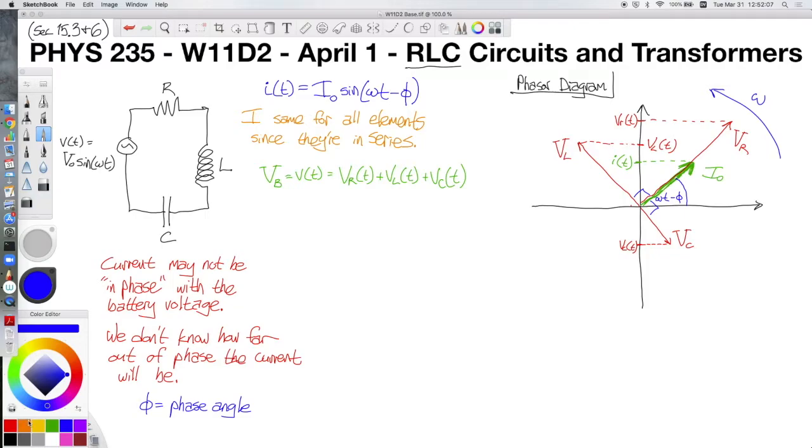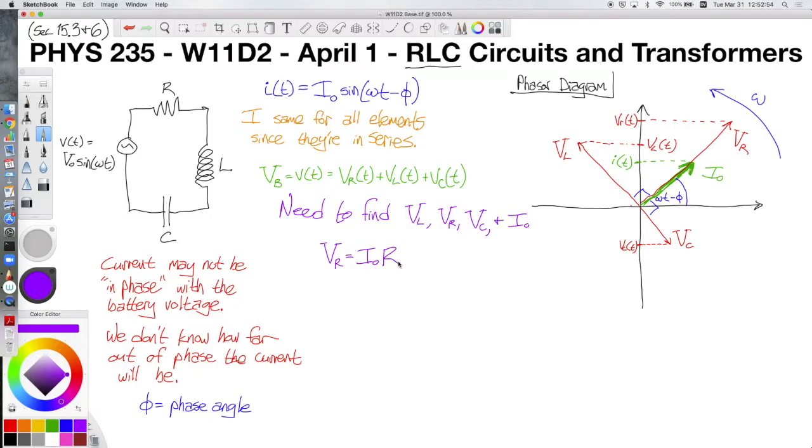So at some point here, we are going to need to know the values for each of these vectors. We need a way to find I naught, VR, VL, and VC. It will turn out some of these formulas are fairly straightforward. We already have a good idea for VR from Ohm's law. The maximum voltage across the resistor is going to be the maximum current times the resistance.